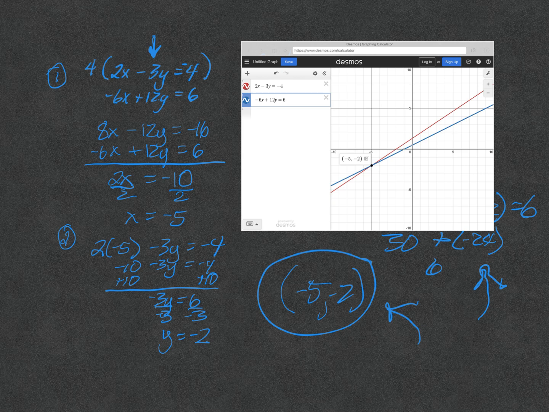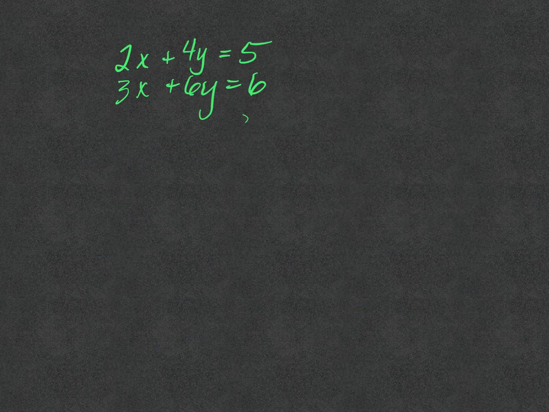Let's do one more. Okay, this problem, 2x plus 4y equals 5, 3x plus 6y equals 6, when we look at it, I can't just multiply one equation to get the number. What you have to do here is you multiply both equations to get like a least common multiple. So for instance, let's eliminate the x.